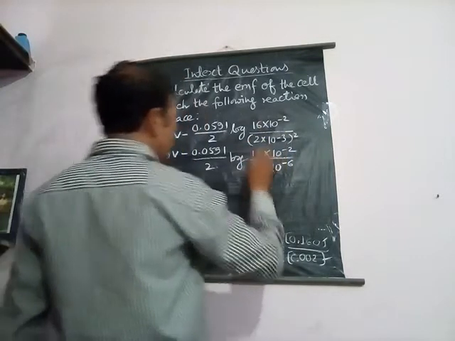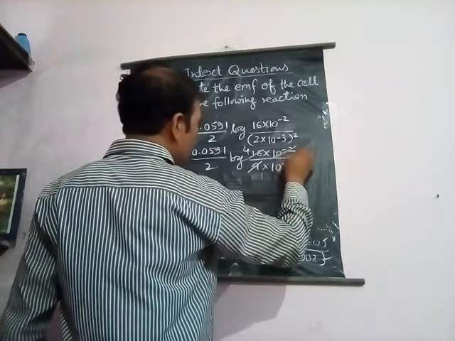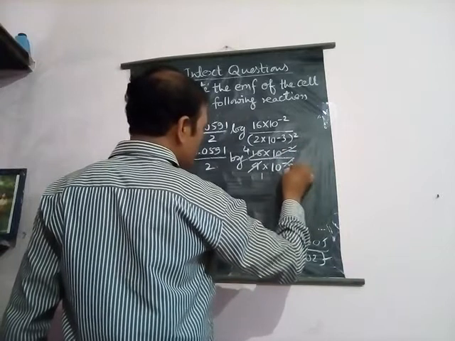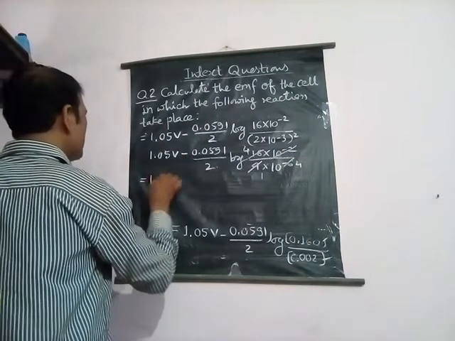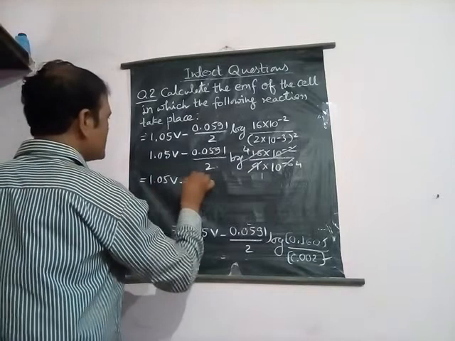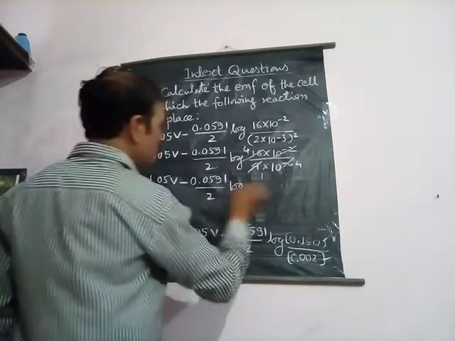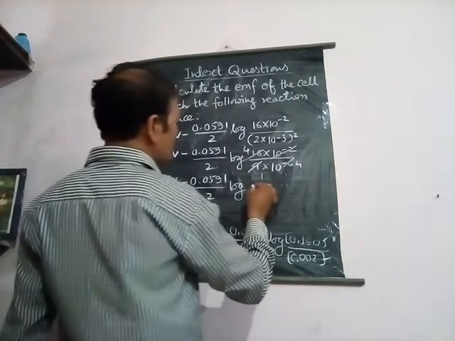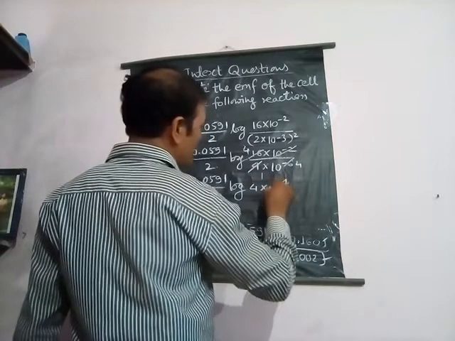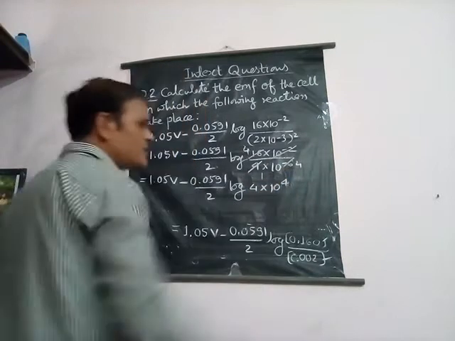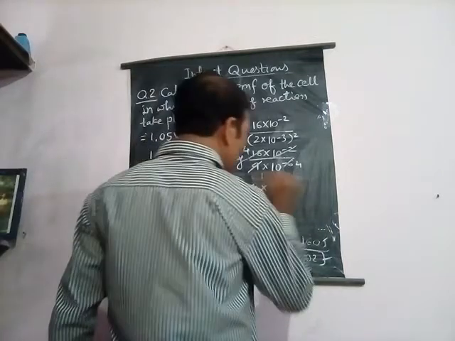And now we know very well 4 ones are 4, 4 fours are 16, and the 2 will cancel, and 10 to the power minus 6 will change into minus 2. So now our equation will change to 1.05 volt minus 0.0591 upon 2 log, and you will see that 4 into 10 to the power minus 4 will go towards the numerator side, and it will change into 10 to the power 2.